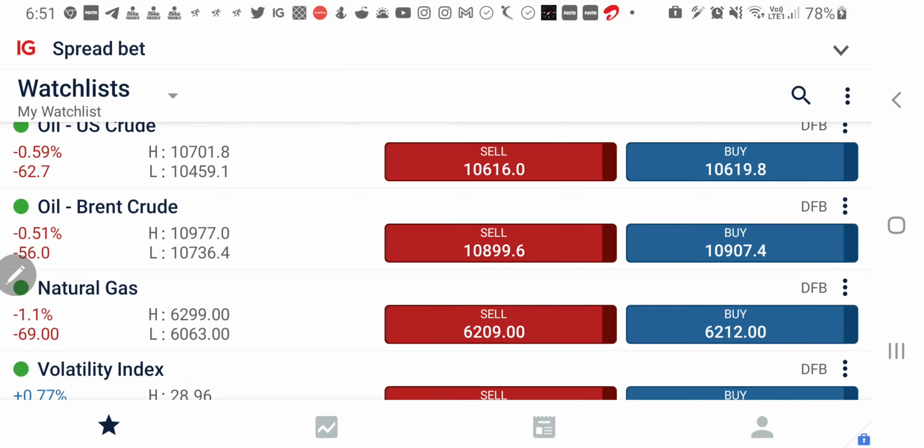Oil and NG both carrying forward the bearish momentum, trading with a close to half percent drop on crude and close to 1% on NG. Now, what is going to happen today? Which position we should take? Where to enter? Where to exit?